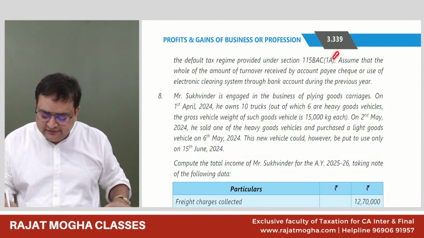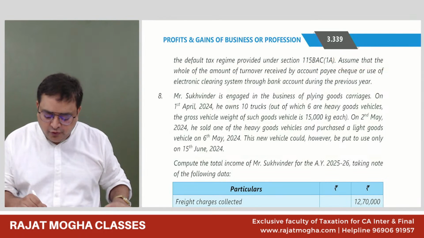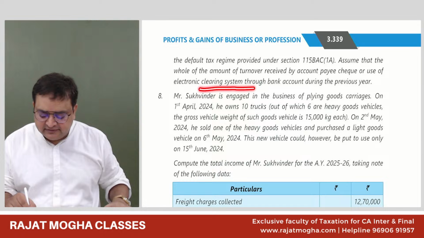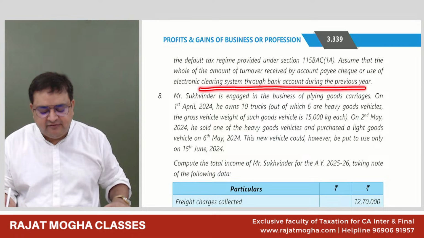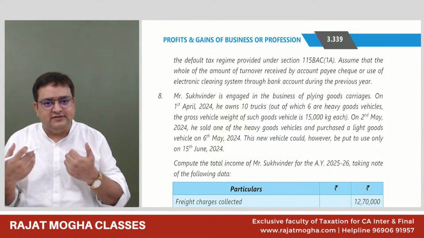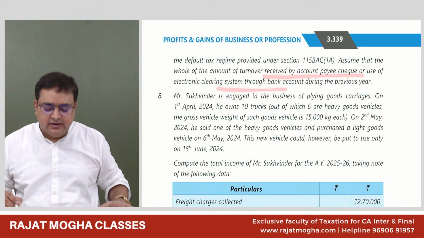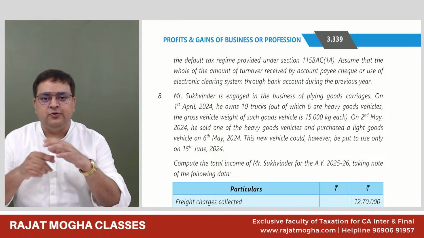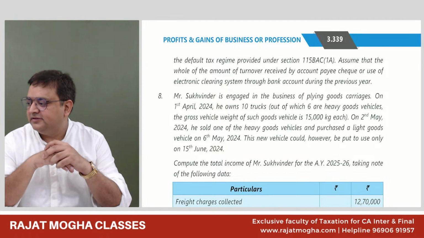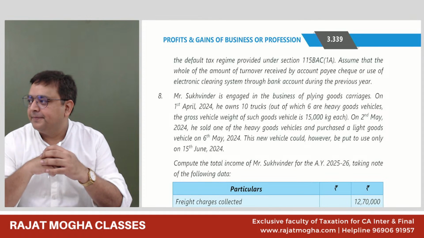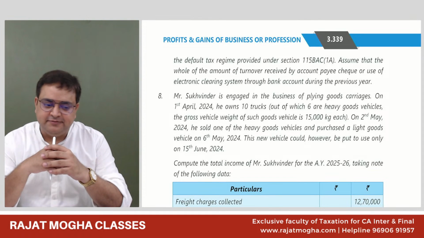Assume that the whole of the amount of turnover is received by account payee cheque or use of electronic clearing system through a banking account during the previous year. So during the previous year only he has received this. How has he received it? Everything through banking mode. Now please tell me, whatever is his turnover, how much will you take, 8% or 6%? 6%.